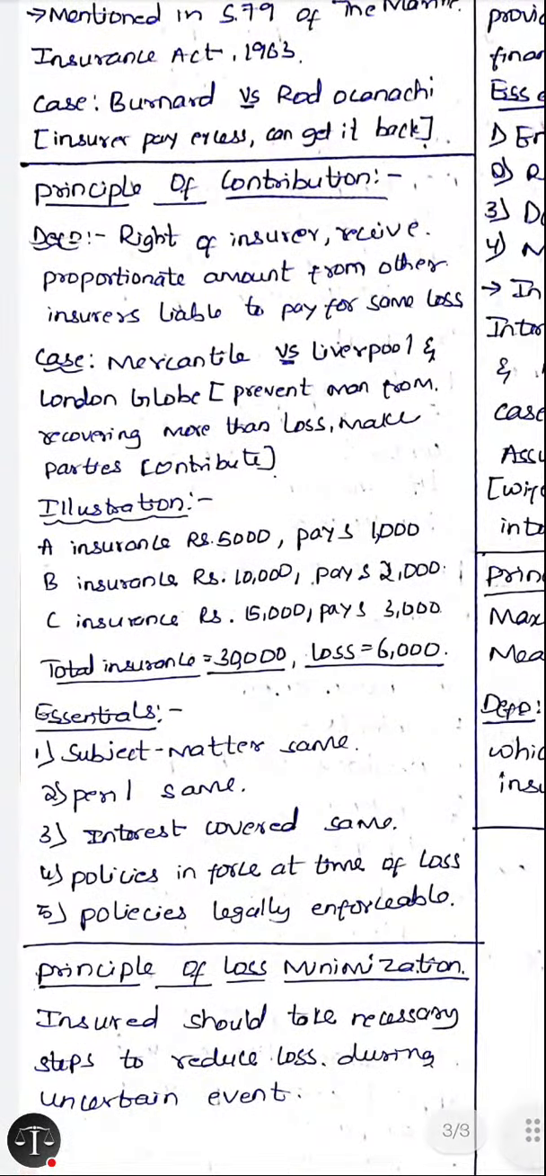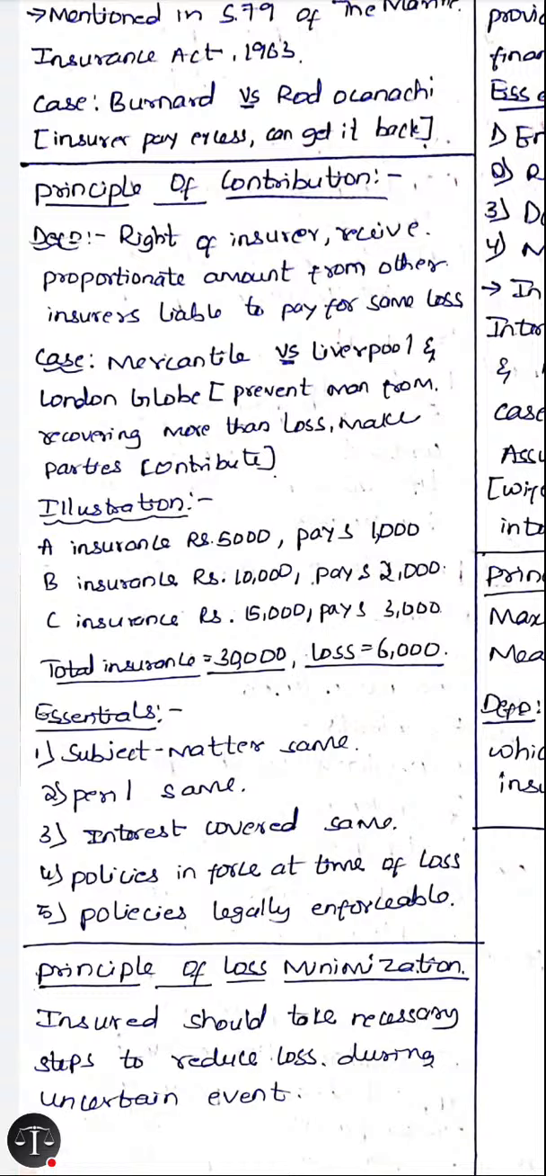The next principle is the principle of contribution. So what do you mean by principle of contribution? It is a right of the insurer, the person who is giving the insurance. It is the right of the insurer to receive a proportionate amount from other insurers liable to pay for some loss. So what happens in this is, say for example, an insured person is insuring for accident, but he does not take insurance only from one company, he takes insurance from different companies.